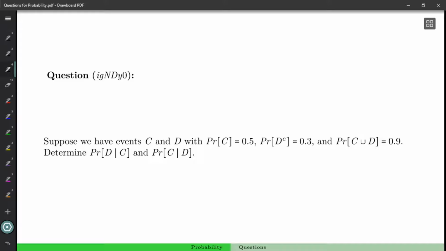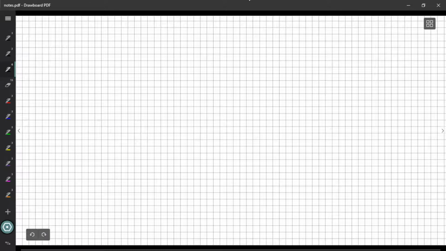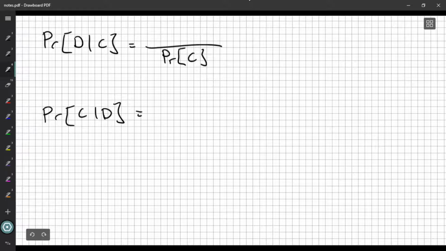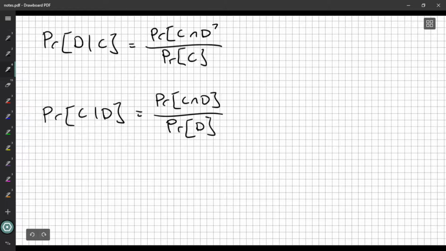So we should figure out the actual expressions for calculating them. And the order here does matter. So D given C, we're going to divide by the probability of C. Whereas for C given D, so assuming that D has occurred, we divide by D, because we restrict to D as our new sample space. For both of them, however, the top is just the probability of the intersection.